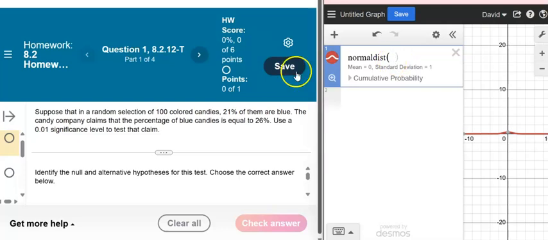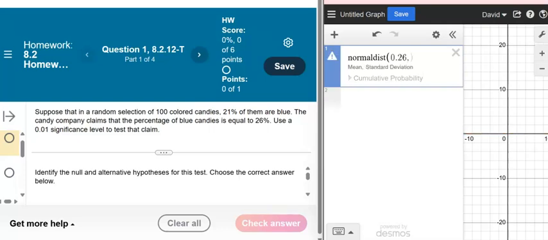Now for the mean and standard deviation, you want to use the claim value of the population percentage. That's the 26%, not the 21%. So make sure the one you're grabbing is the claim value, which is the population proportion, which is the one that is the mean of the sampling distribution of the sample proportion.